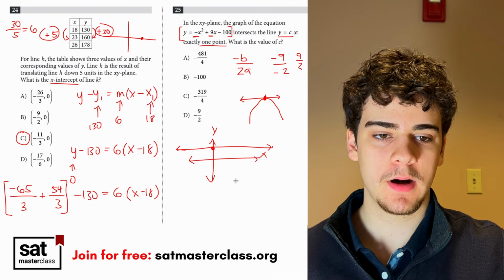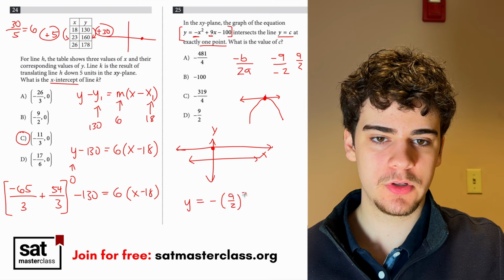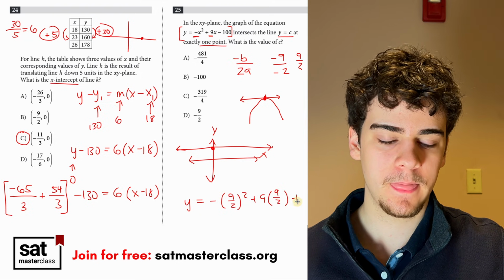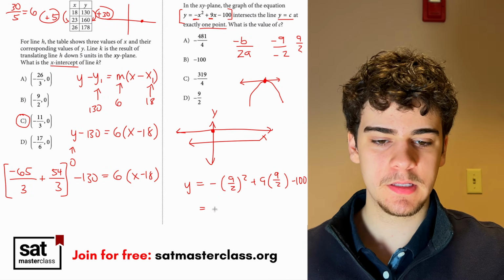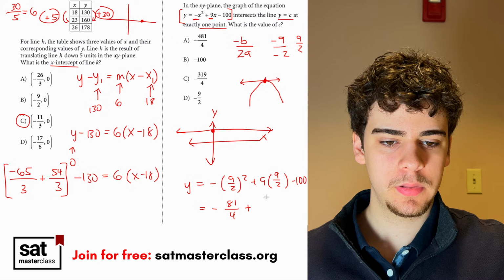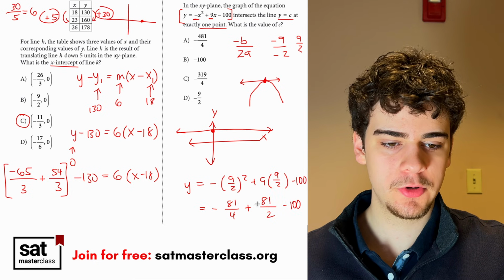So this is our x, so let's go ahead and plug it in. y equals -9/2 squared plus 9 times 9/2 minus 100. So we can see that this is going to become -81/4 plus 81/2 minus 100.